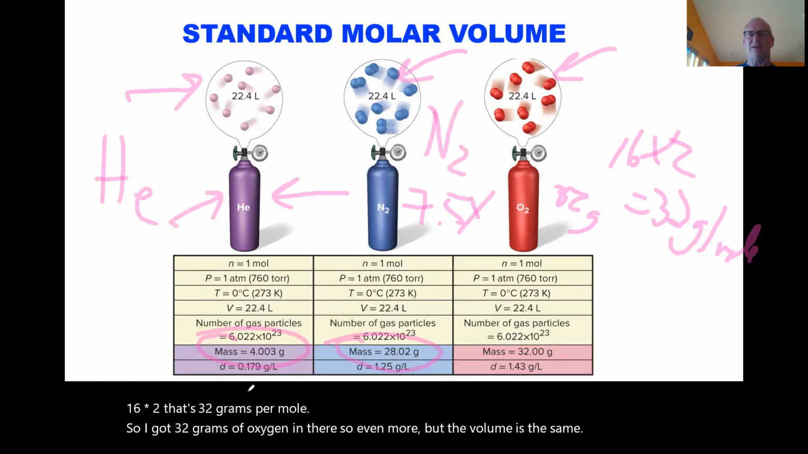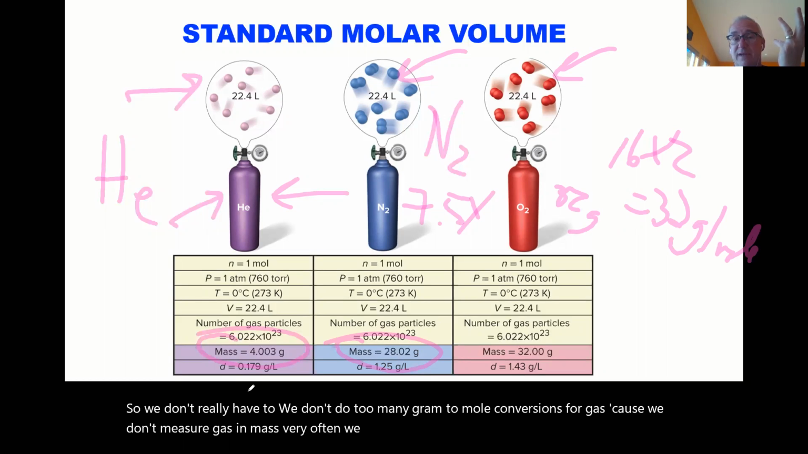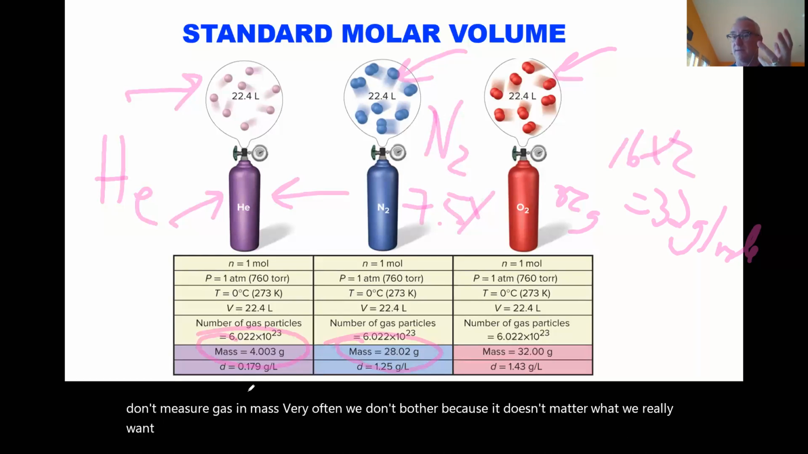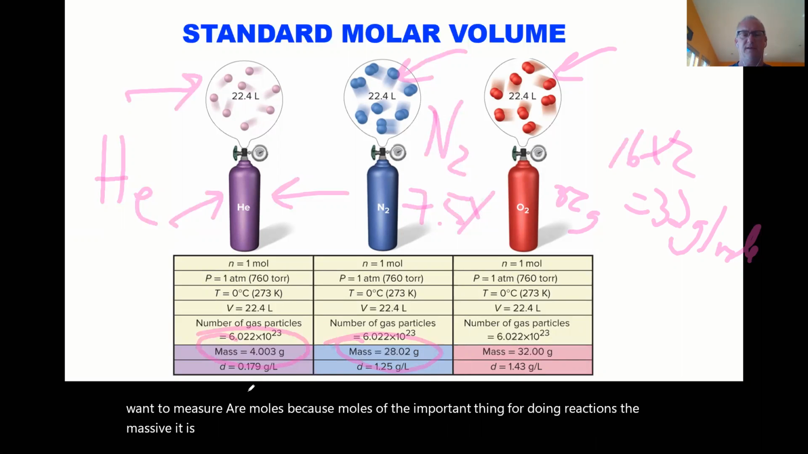So we don't do too many gram to mole conversions for gas because we don't measure gas in mass very often. We don't bother because it doesn't matter. What we really want to measure are moles because moles are the important thing for doing reactions. The mass of it, we don't generally bother with, because no one cares what the mass of the gas is.